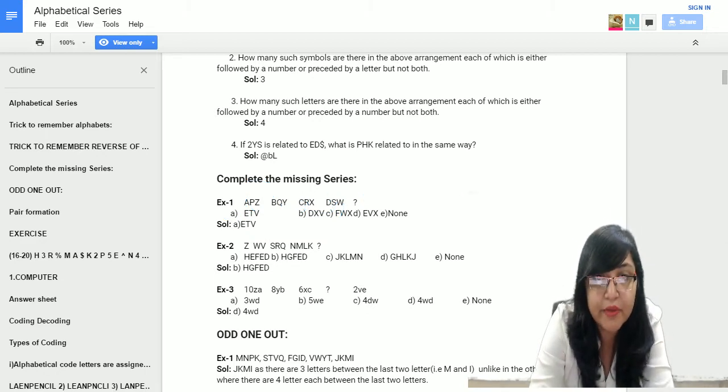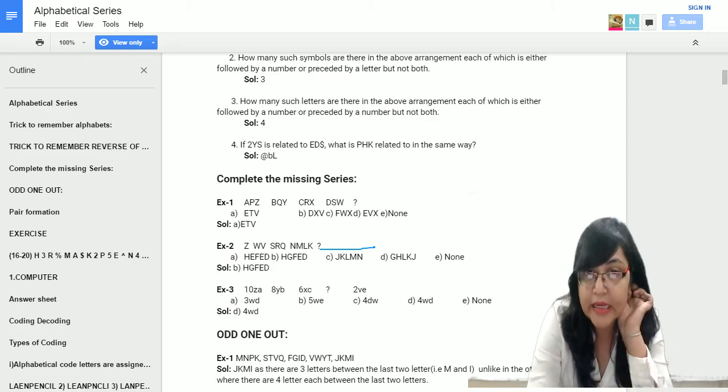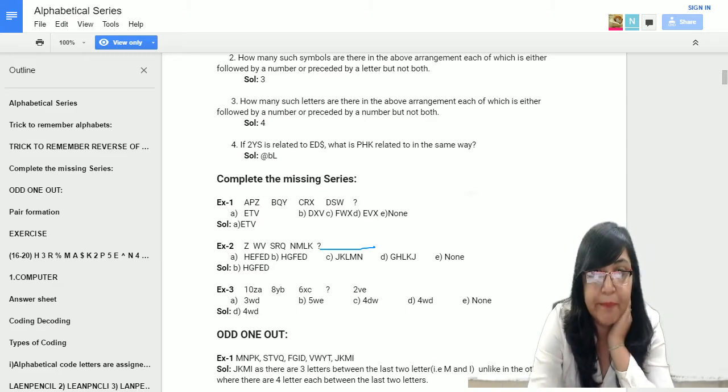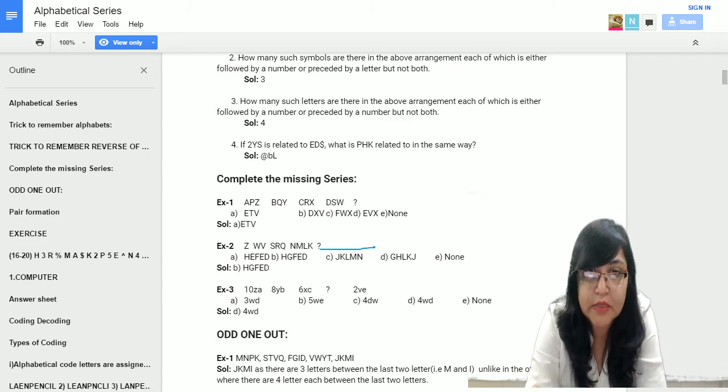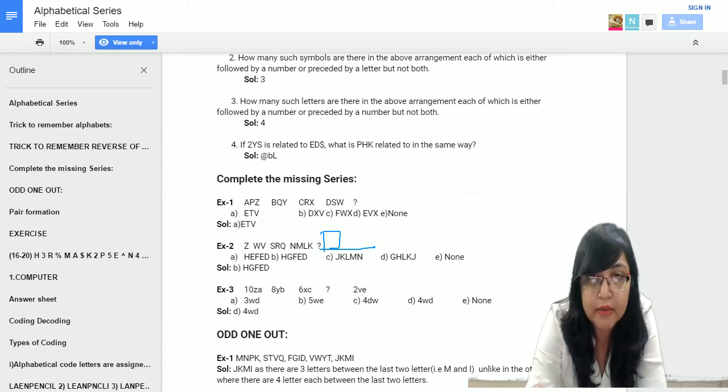Now we'll be moving on to our next question. Now the next question we have is Z, W, V, Q, N, M, L, K, and what would be over here? Okay, so we'll see the pattern over here. Here what we have, see you have one element over here, then you have two elements over here, then you have three elements over here, here 4 elements, and obviously here we'll be having 5 elements.